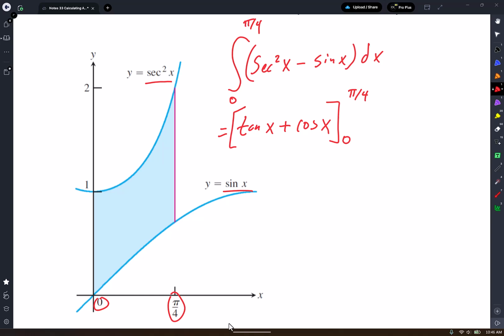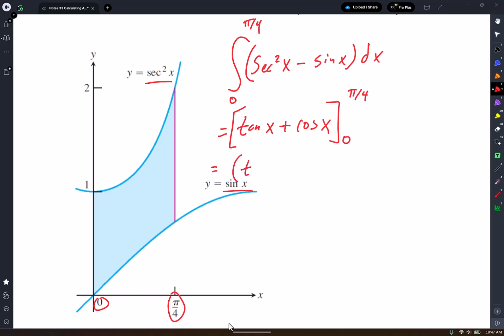There's nothing to factor out here, guys. You can't factor anything out. Upper minus lower. So can we just forget about the 0? No, because cosine of 0 is 1. So here we go. I'm just doing upper minus lower. Giant parenthesis. What is tan?